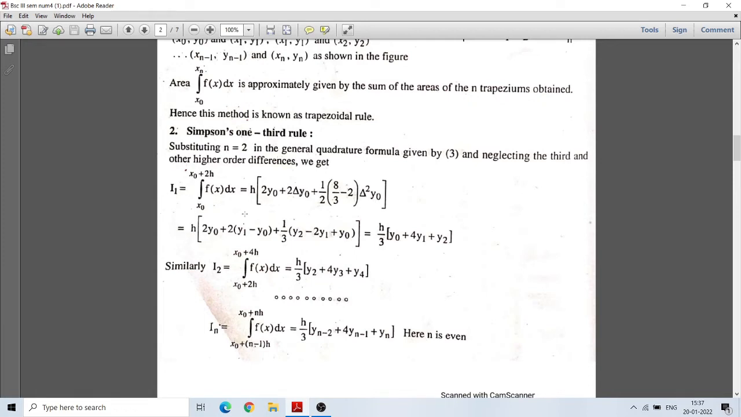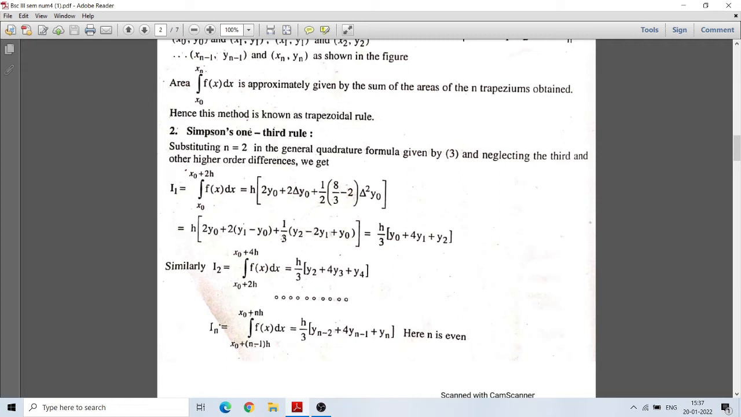So h as it is, 2y naught as it is, so delta y naught can be written as y1 minus y naught. Then delta square y naught is written as y2 minus 2y1 plus y naught. Now this we already solved in the earlier classes. So take the 3 common, h by 3, and simplify it.